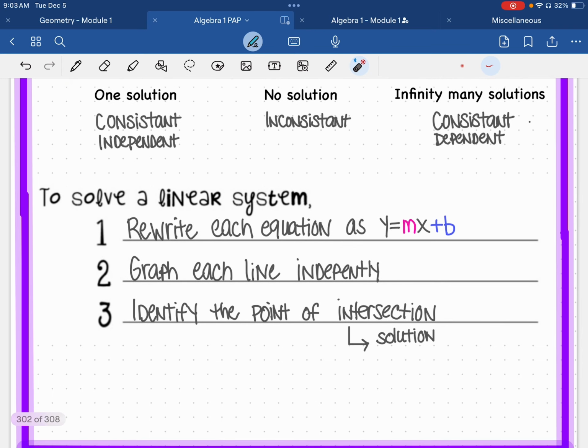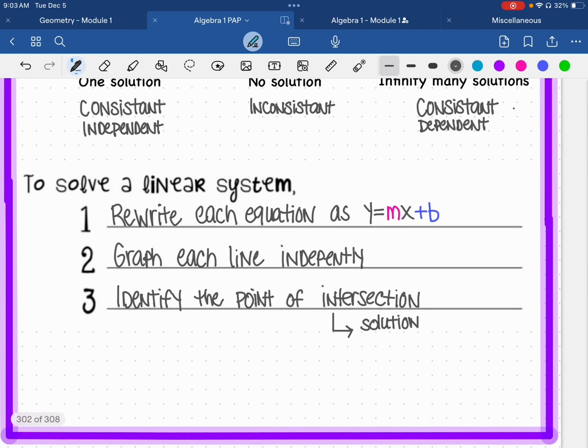There are 3 steps to solve a linear system. The first thing you must do is rewrite your equation as y equals mx plus b. This way, we can graph the quickest. Next, we are going to graph each line independently. Today, I'm going to show you how to graph them in color to show that you have done each one. And lastly, we are going to identify the point of intersection because once again, this is our solution. Let's take a look at our first example.